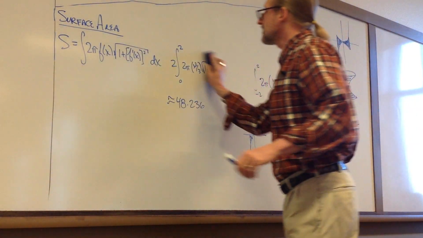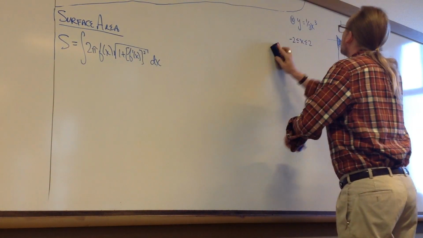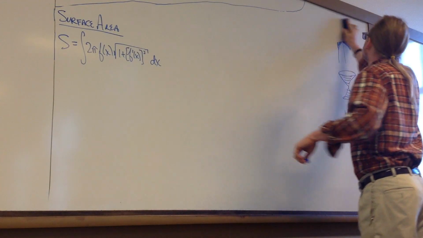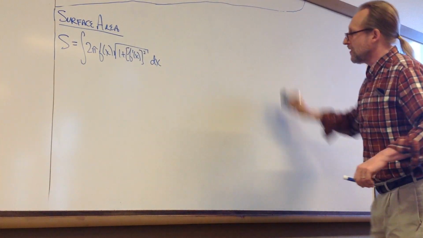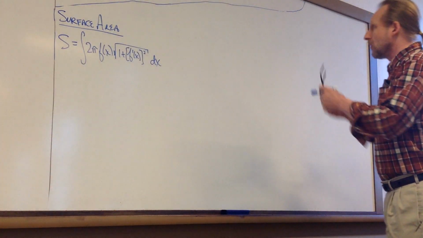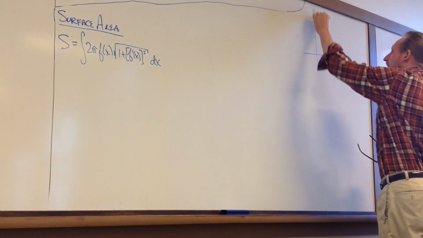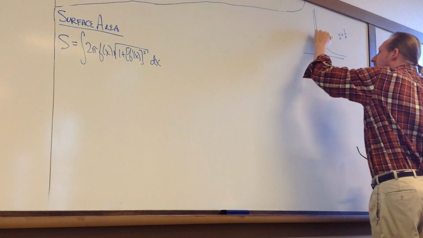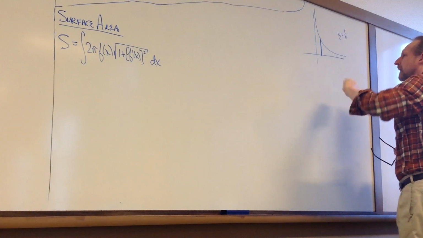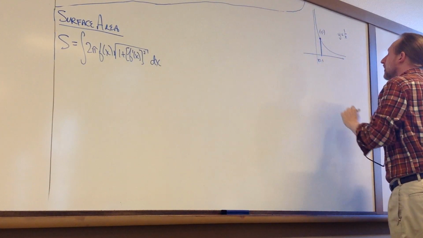Now let's step back and look at Torricelli's trumpet, or Gideon's horn, or whatever people call it. So what is this? This is what happens when you take the function y equals 1 over x, and we cut it off because it's got that asymptote. We cut it off at x equals 1. This is the point 1, 1.